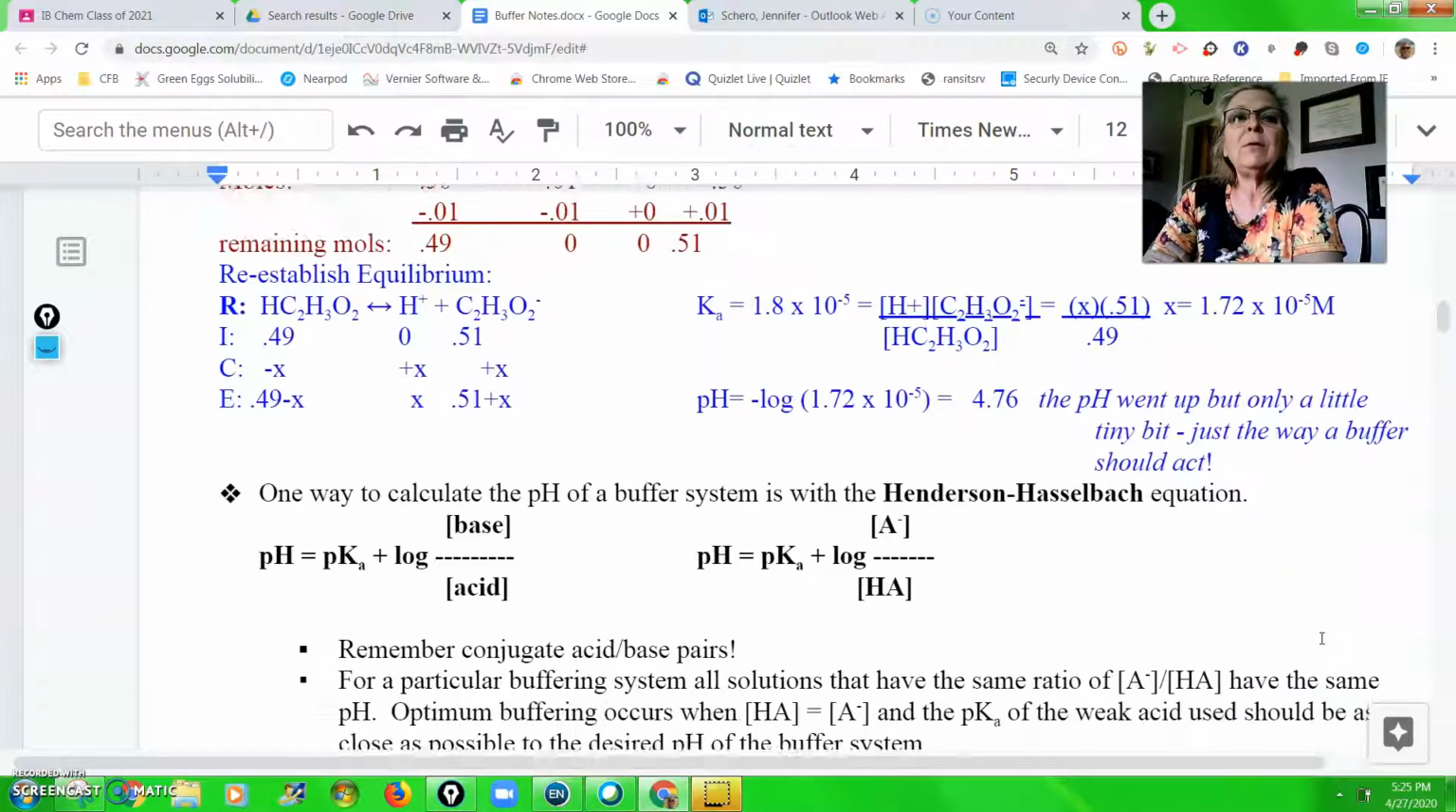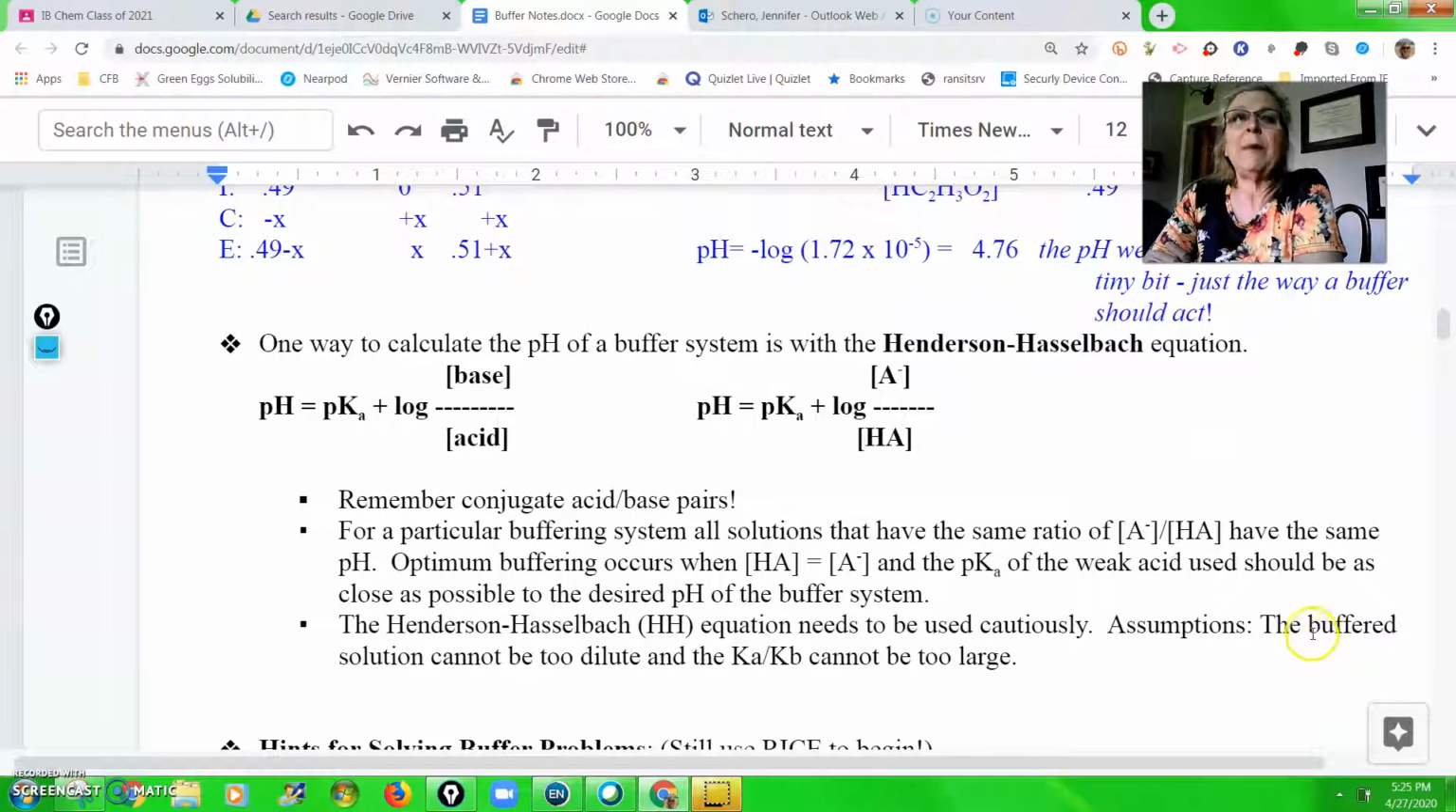Well, I propose to you something called the Henderson-Hasselbalch equation. It is written as pH is equal to pKa plus the log of the concentration of the base, meaning the conjugate base, over the concentration of the weak acid.